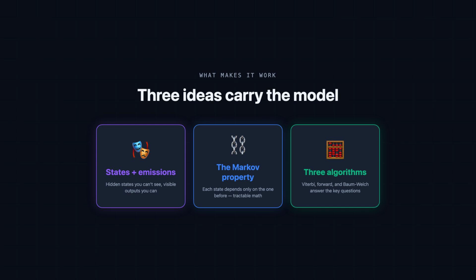Third, three elegant algorithms answer the key questions. Viterbi finds the single most likely hidden sequence behind your observations. The forward algorithm scores how likely those observations were in the first place, and Baum-Welch, a form of expectation maximization, learns the transition and emission probabilities straight from the data itself.